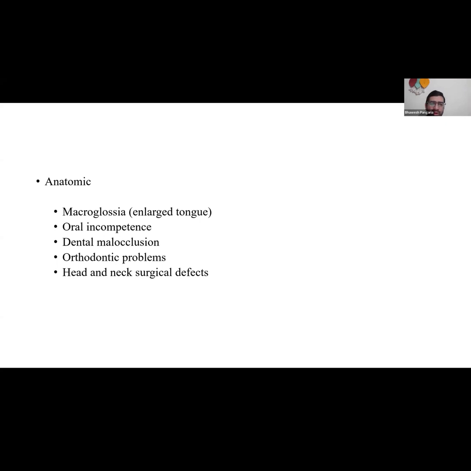Coming to anatomic causes, by themselves they usually do not cause sialorrhea, but if they're accompanied by any other cause like hypersecretion or neuromuscular disorder, they can lead to sialorrhea. Now they can be macroglossia, that is enlarged tongue, oral incompetence, dental malocclusion, orthodontic problems, and head and neck surgical defects.